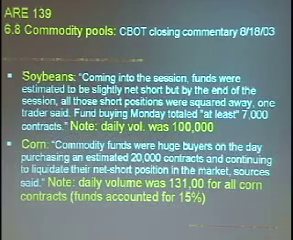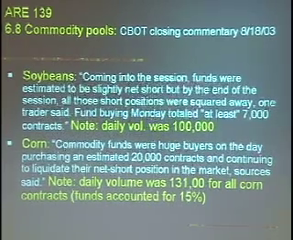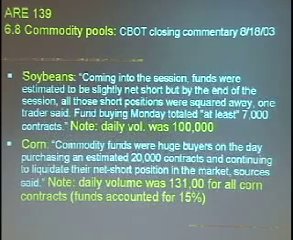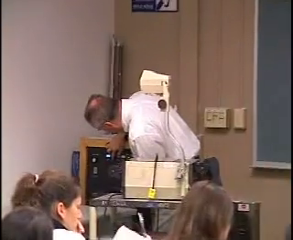Okay, so let's have a look at my friend Jake, who's a technical trader. And this is pretty typical of what you'll see of technical traders.